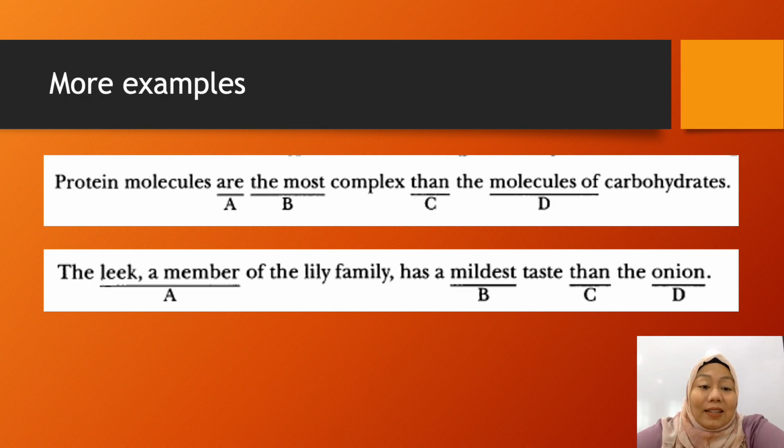Good. Now let's take a look at the other one here. The leek, a member of the lily family, has a milder taste than the onion. What does this sentence compare? Good. The leek and onion, which are two things. So it should be not superlative but comparative. We cannot have the superlative "mildest"; this one should be "milder". The leek, a member of the lily family, has a milder taste than the onion.